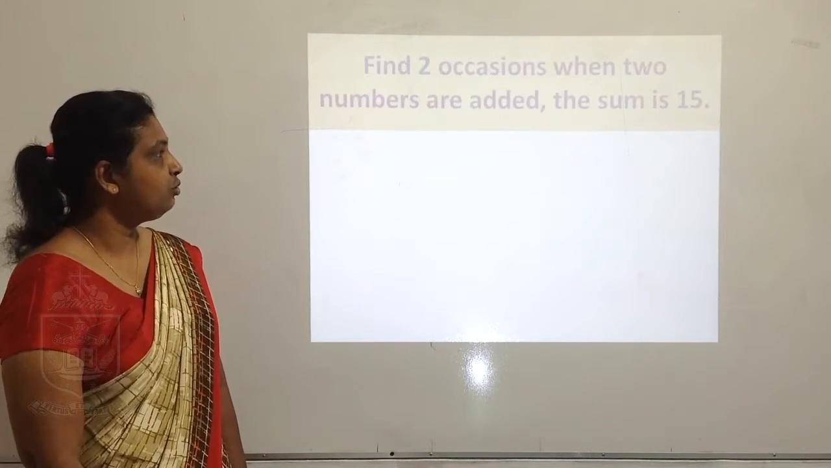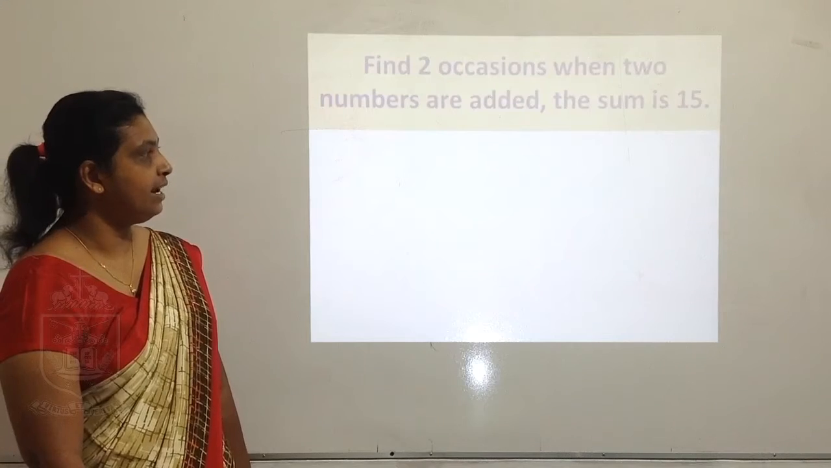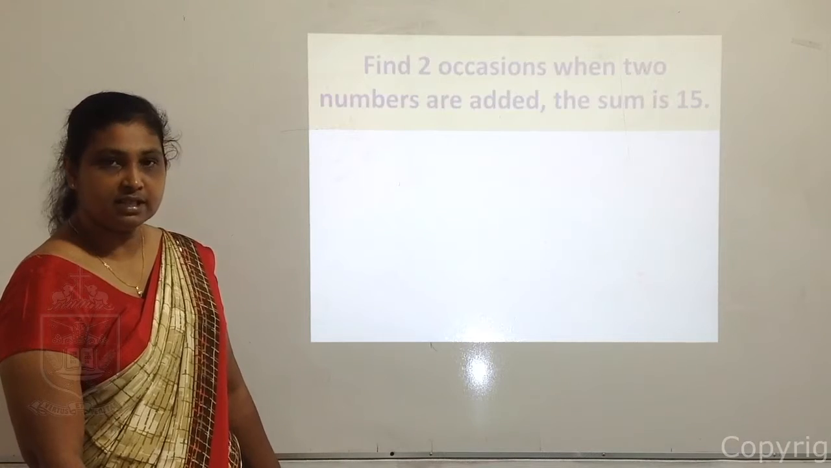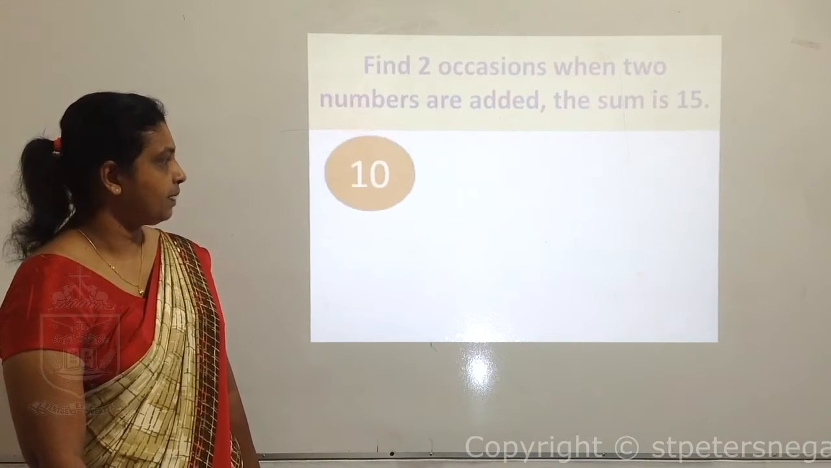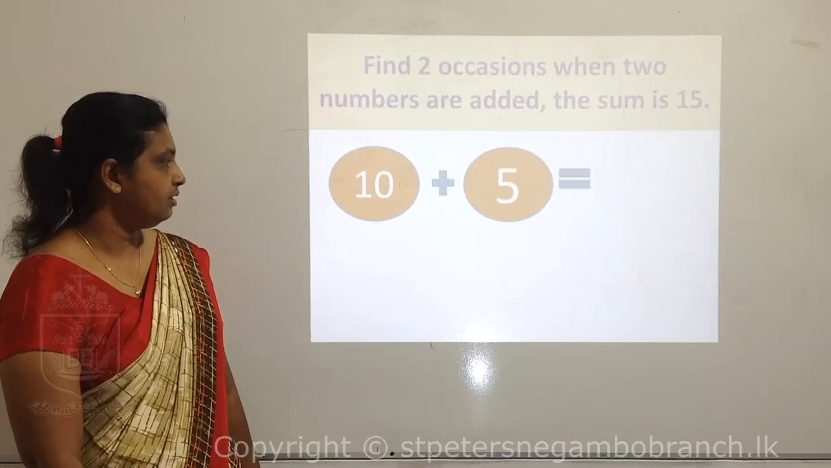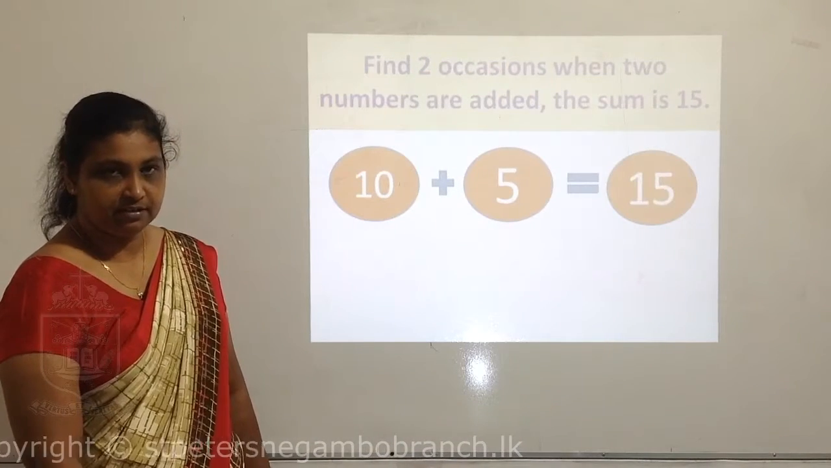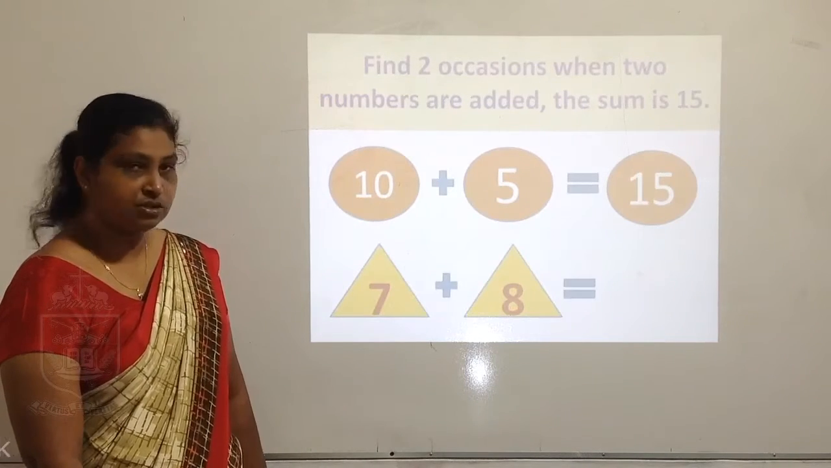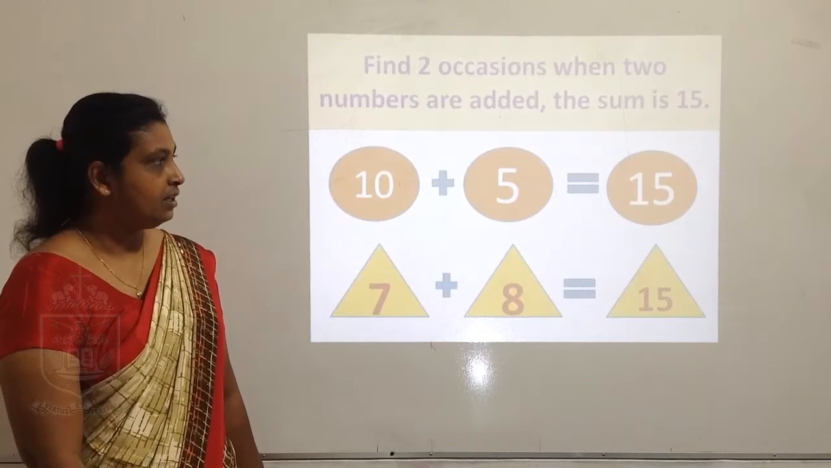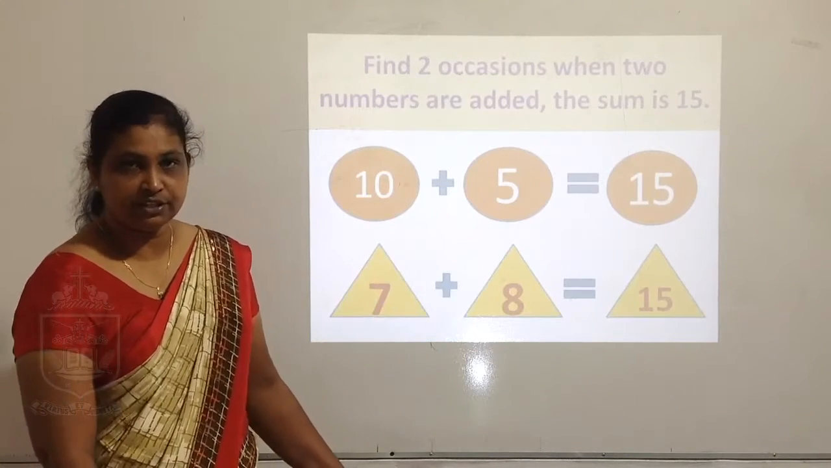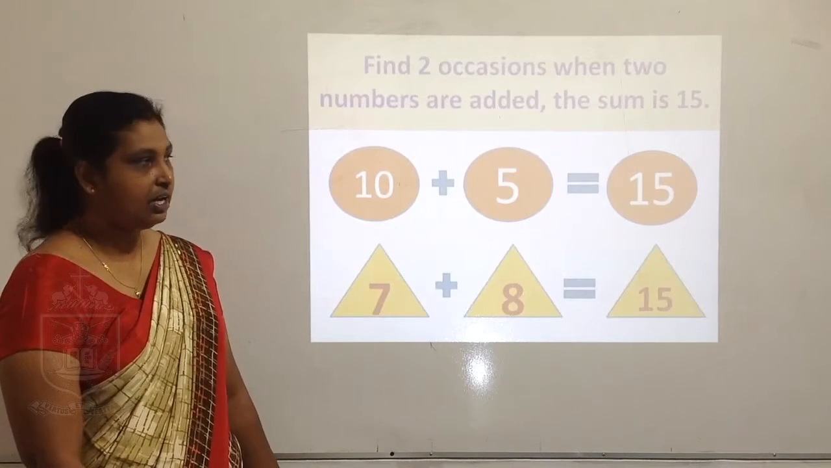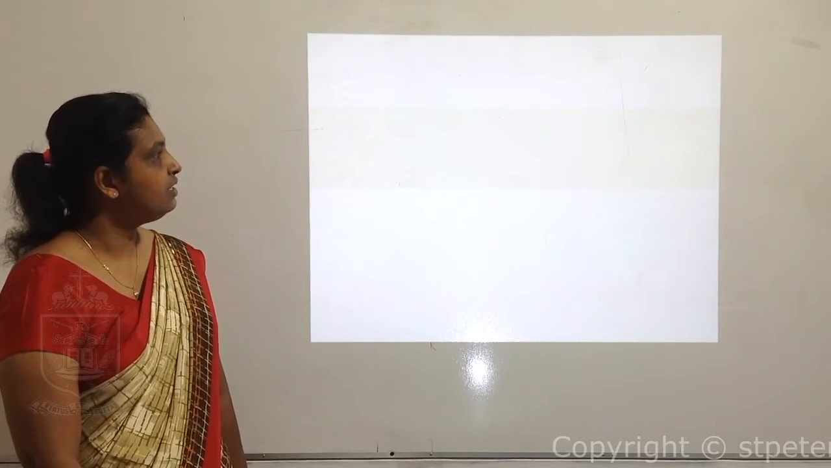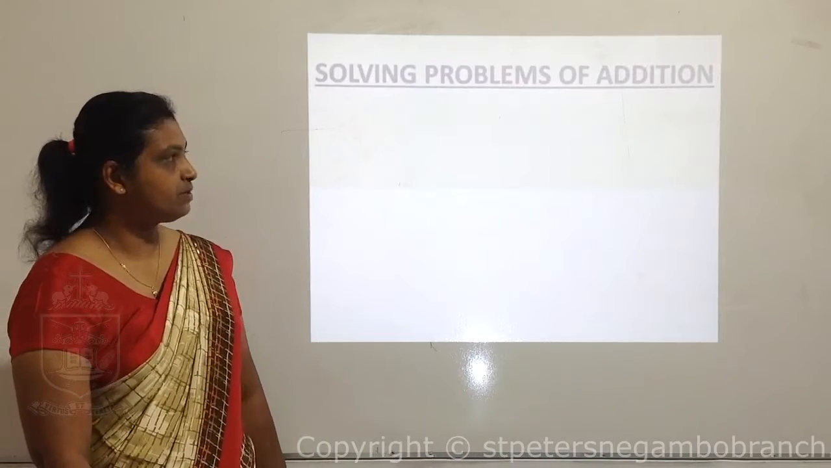Next one, find two occasions when two numbers are added, the sum is 50. The sum is 50. First one, 10 plus 5 is 50. We'll see another one. 7 plus 8 is also 50. So you have been given another kind of question in your printed paper. You have to do that first part to start the lesson. Then we will see solving problems of addition.